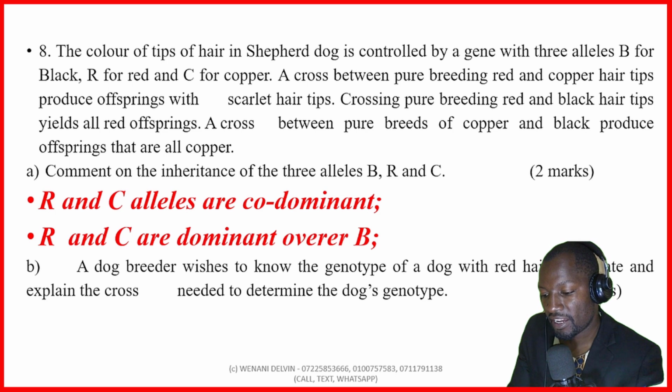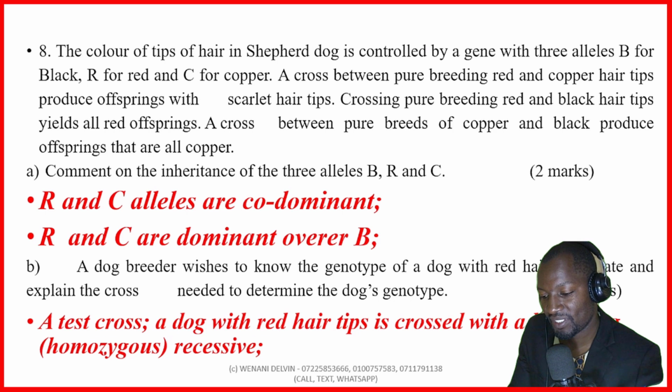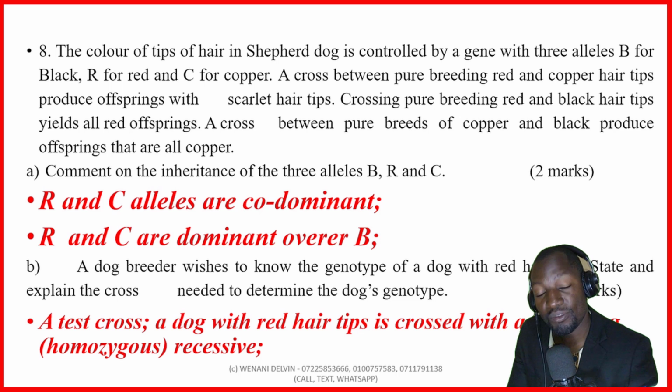A dog breeder wishes to know the genotype of a dog with red hair tips. State and explain the cross needed to determine the dog's genotype. And this is a test cross. That is, a dog with red hair tips will be crossed with a black dog, that is, what we're calling the homozygous recessive.